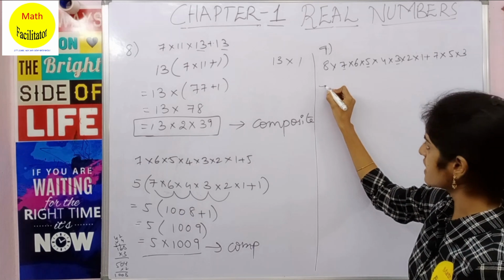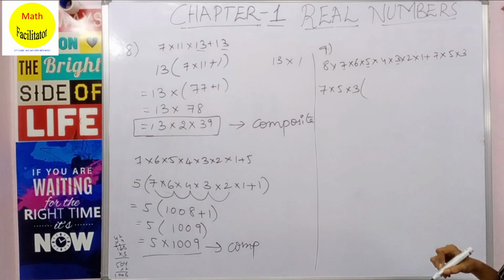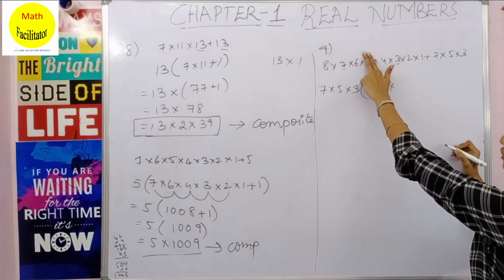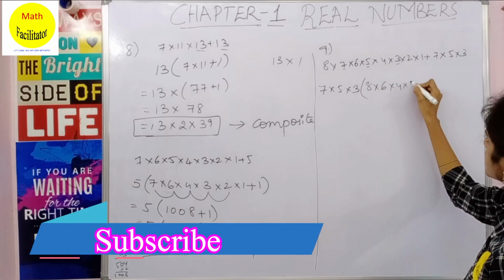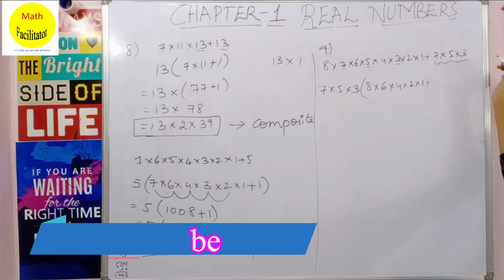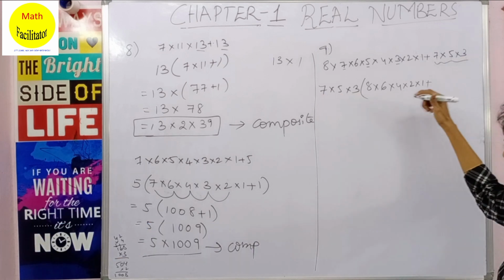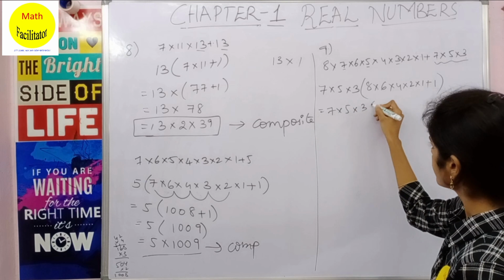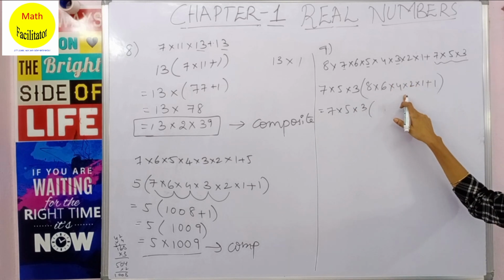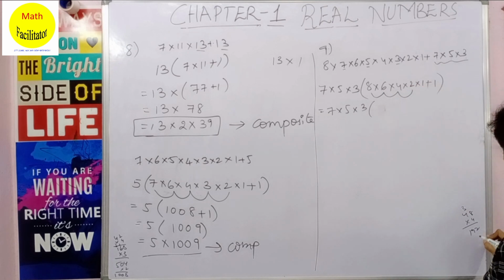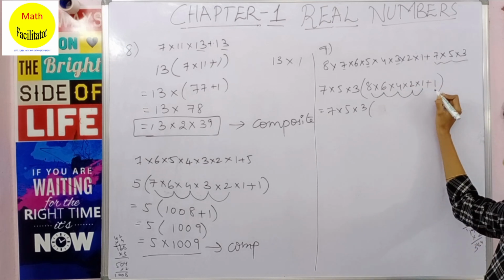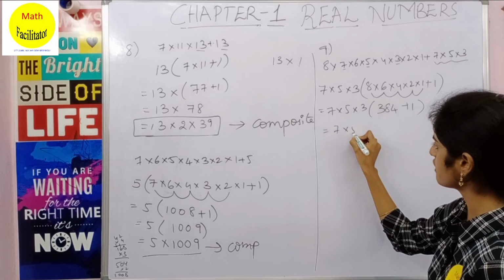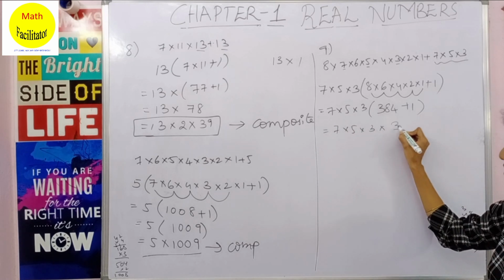Yes, so let us take that 753 common from both the terms, you are left with 8. So 7 you have taken common, 6, 5 you took common, 4, 3 you took common, into 2 into 1. Okay, plus from this term you can see that you have taken all the numbers common, 7, 5 and 3, so you are left with 1. Okay, so this is nothing but 7 into 5 into 3 into 8 into 6 is 48. 48 into 4 is 192. 192 into 2 is 384. 384 into 1 is 384. So it is 384, you have a plus 1. Okay, so this is nothing but 7 into 5 into 3 into 384 plus 1 is 385.